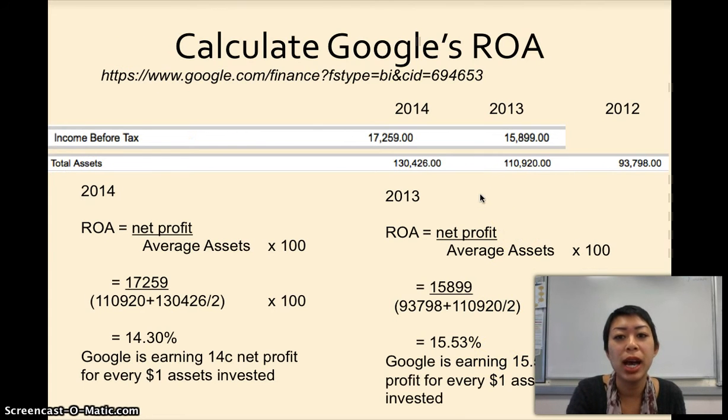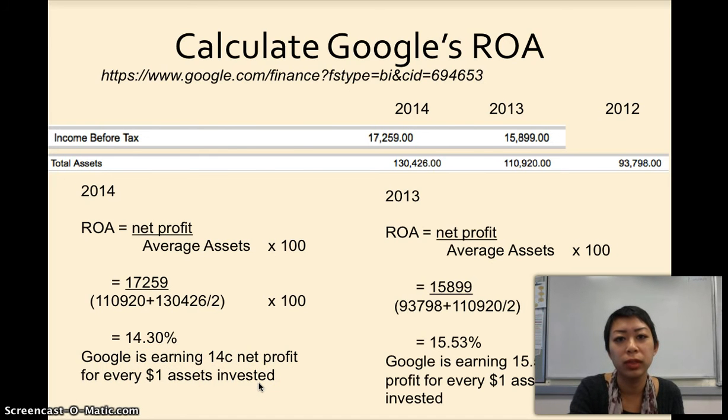Looking at Google's ROA, similar to before, in 2013 we follow through with the formula. We take the average assets between 2012 and 2013. We can see that Google is earning 15.5 cents net profit for every $1 of assets invested. Over in 2014, we take the average of the next 2 years, and we can see that Google is earning 14 cents net profit for every $1 assets invested.